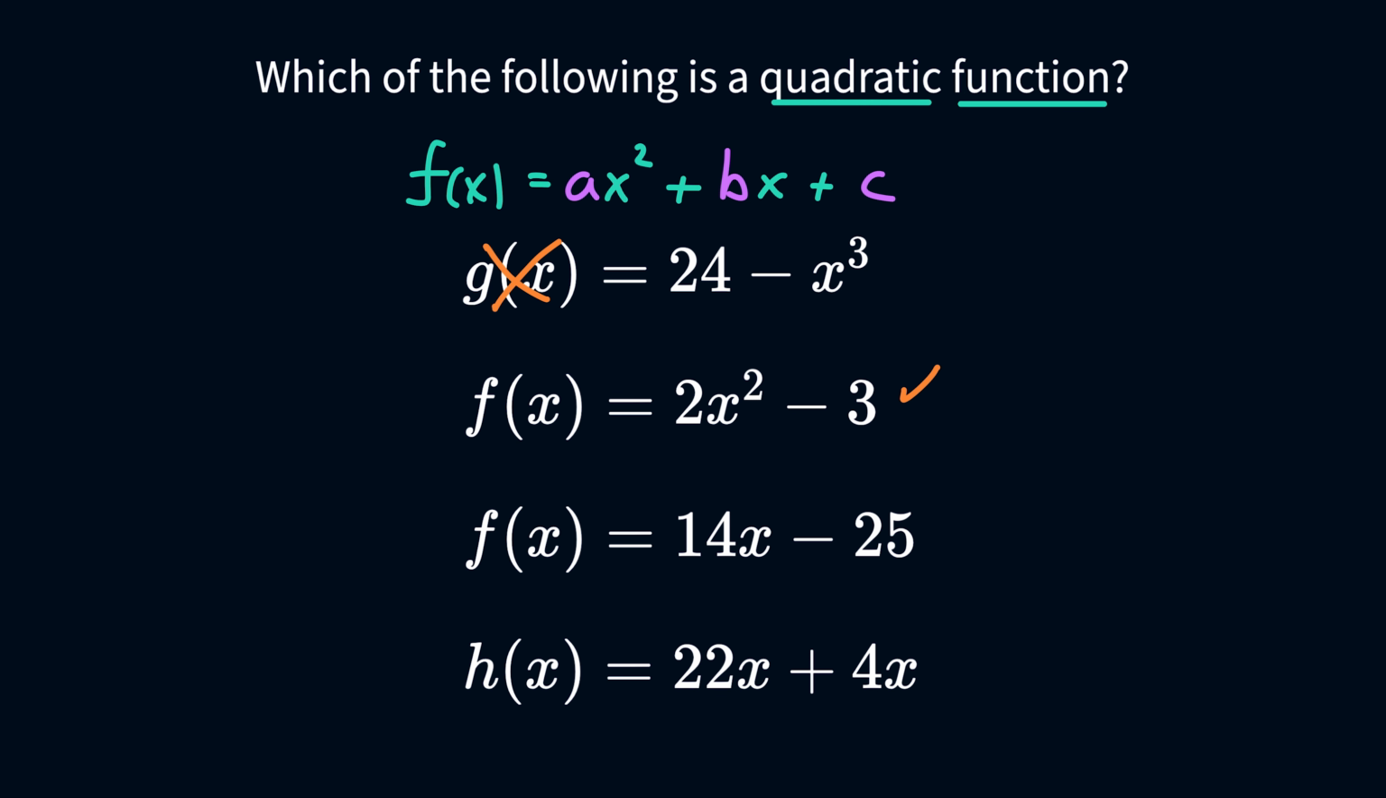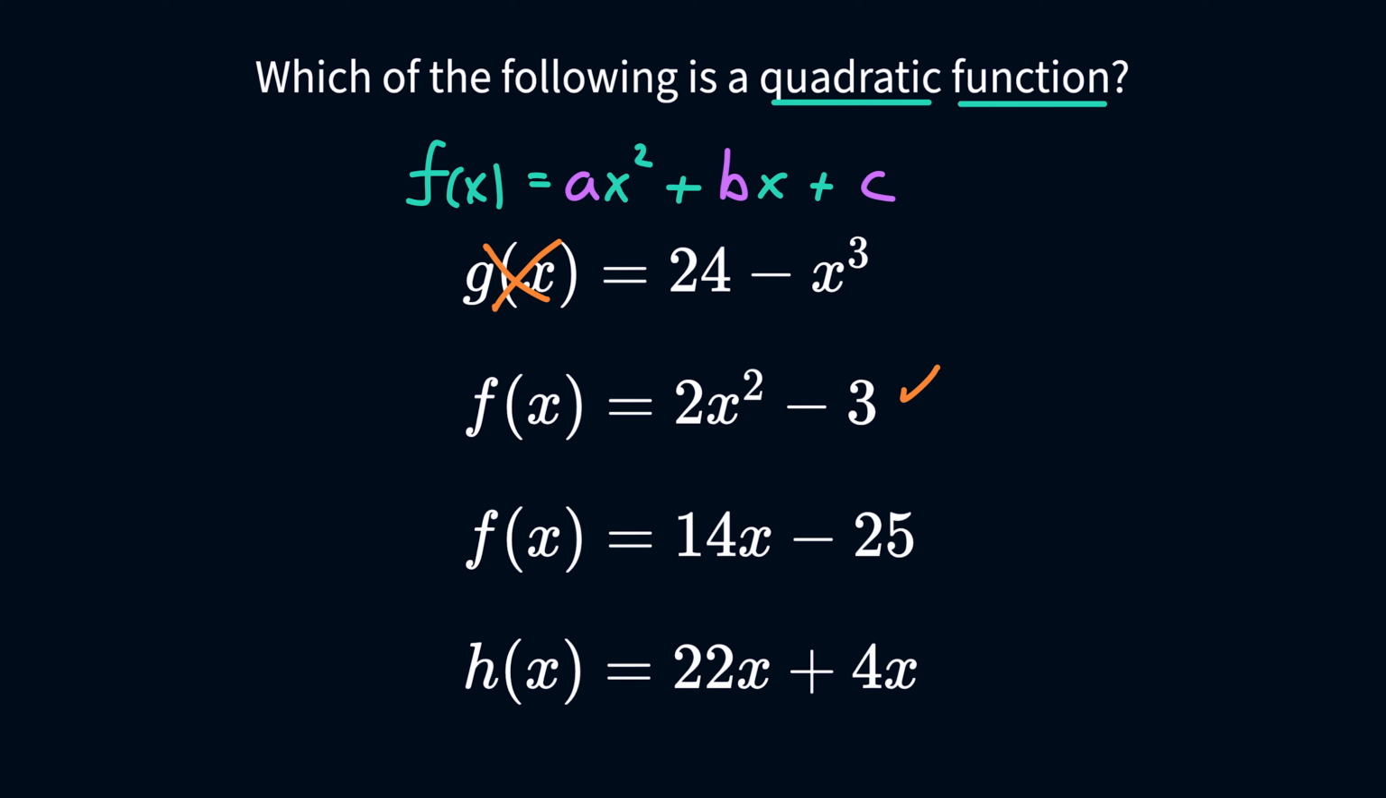I'm going to just continue down the list. The next function I see is 14x minus 25. And I don't see any x squared here. There is no squared term. This is actually a linear function. If we were to graph that, you would have some straight line that might look something like that. So that's not going to work.